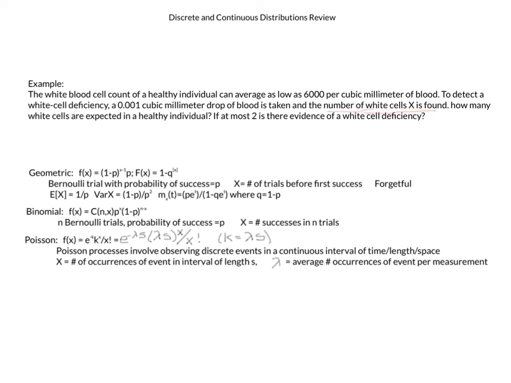The first thing we need to determine is what kind of distribution we have. X is equal to the number of white blood cells. It's not geometric, because this isn't about the number of trials before a success. It's counting the number of white blood cells. So maybe binomial, maybe Poisson, the number of occurrences of events in an interval. If it's a Bernoulli trial, you have to have repeated trials, and then you're counting the number of successes.